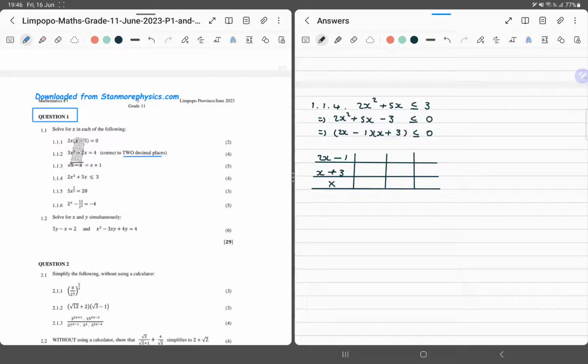So we're doing a product. Okay, what would be the x value here if we equate that to 0? It would be a half. Okay, if we equate this to 0, the x value would be a minus 3. So we always put them in ascending order.